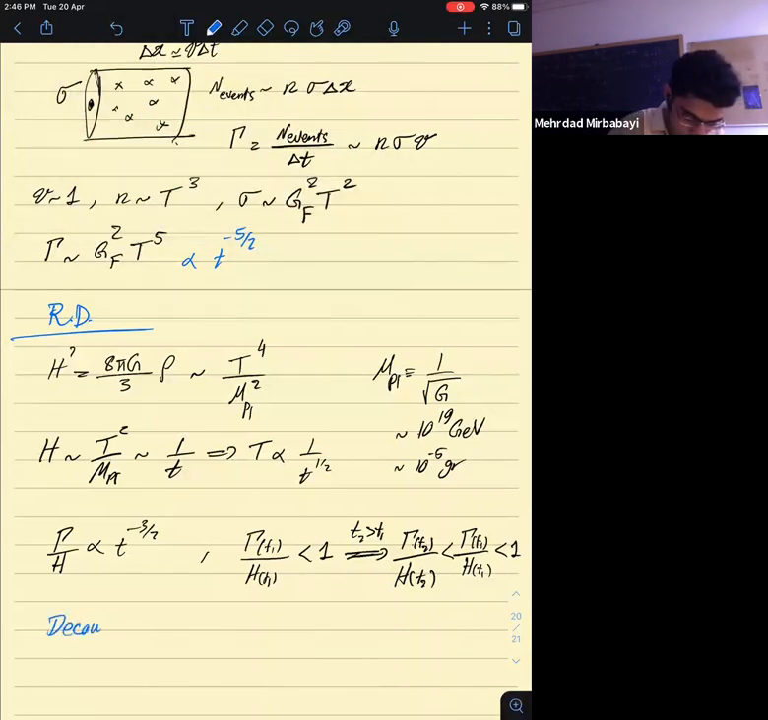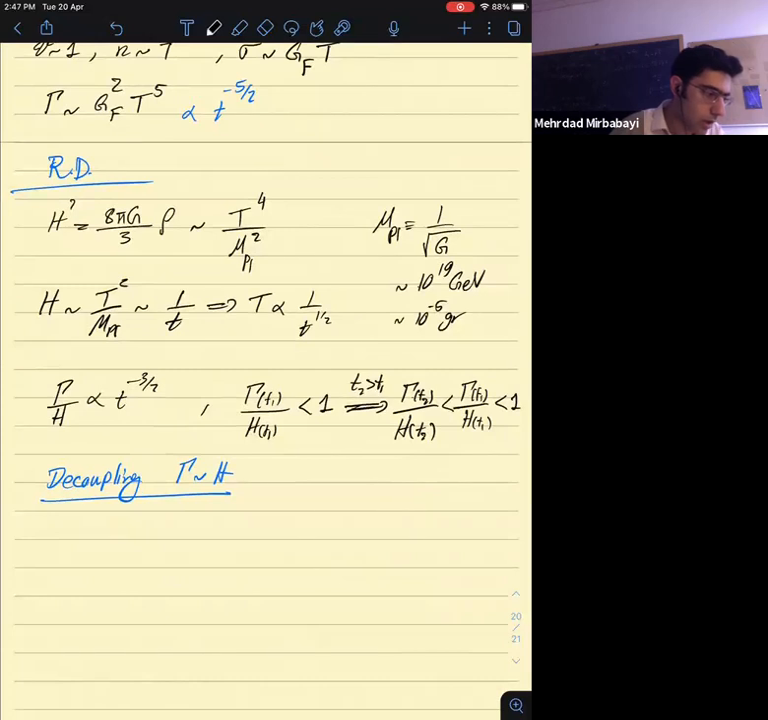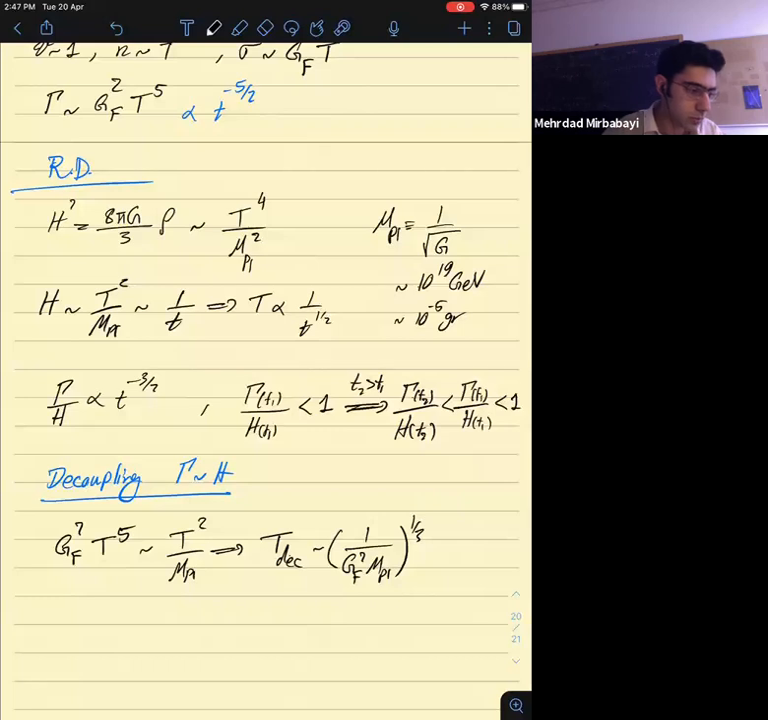So decoupling means Γ of order H. We know Γ is G_F² T⁵, and H is T² over M_Planck, which tells us that T_decoupling is of order (1/(G_F² M_Planck))^(1/3). If we plug in numbers, G_F again is 10^-5 GeV^-2, M_Planck is 10^19 GeV, so this becomes something of order 1 MeV.